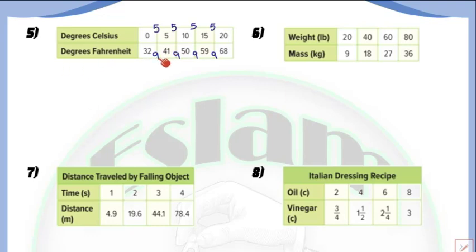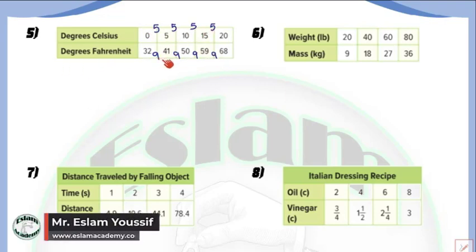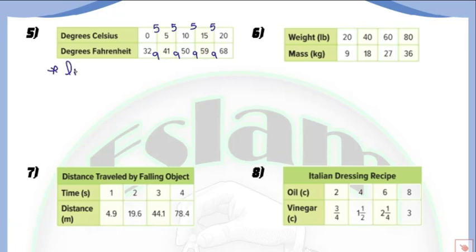Now look at the rate of change. If you look at the rate of change, you will find that it will be constant because all of them will be 9 over 5. So once we have here the rate of change is constant, it means this relation will be linear. Once we have here a linear relation, it means we have a constant rate of change. So the rate of change now will be equal to 9 over 5. Now we need to find if the relation is proportional or not by dividing y by x. So we have 32 over 0 and 41 over 5. From the beginning, you will find that they are not equal. It means the relation is non-proportional relationship.